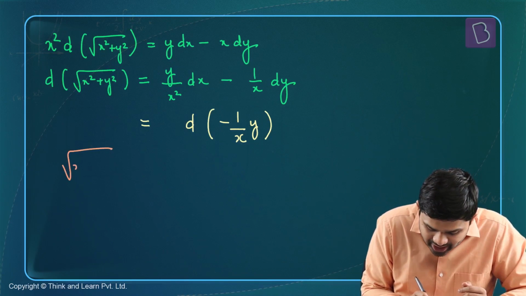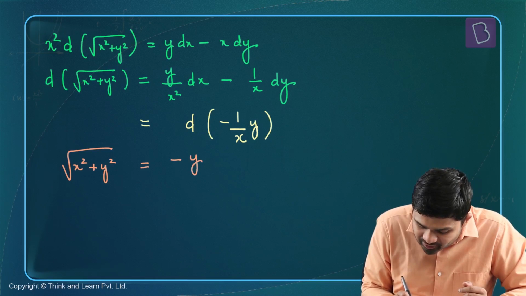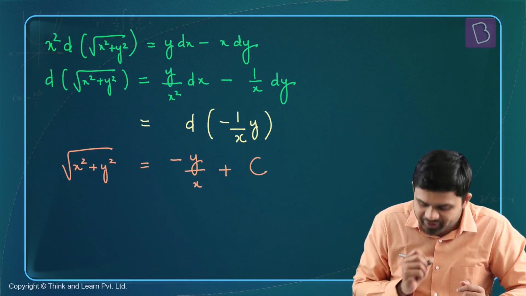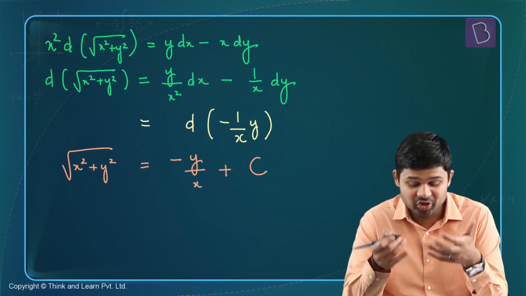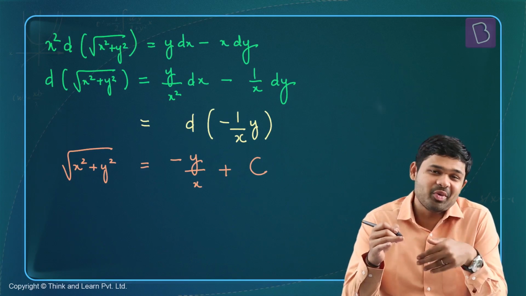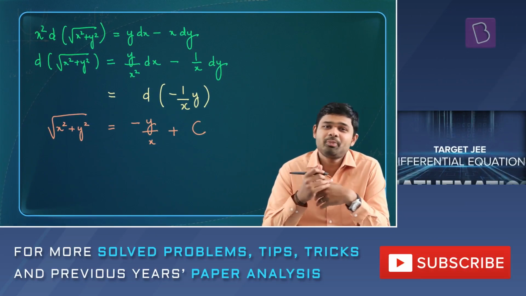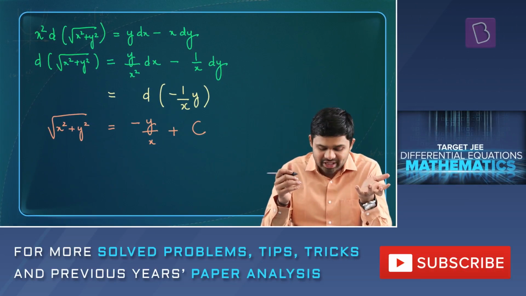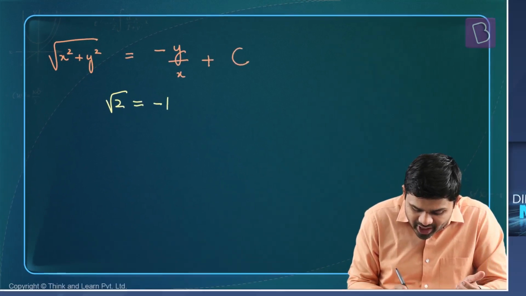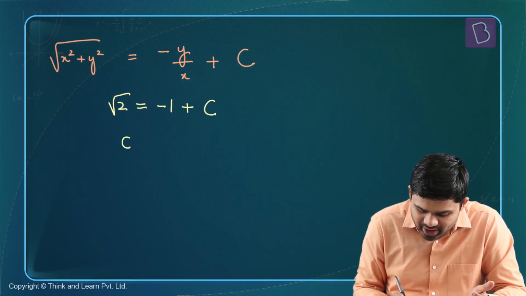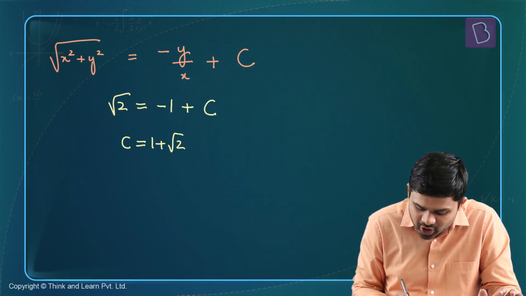And what you're going to get is under root of x square plus y square is nothing but negative y over x plus the constant of integration. And you need to find out the constant of integration. Please don't commit a mistake here because you've done all the hard work. Going wrong here would be actually tragic. We've been told y of 1 is 1. So plug in the value of x equal to 1, y equal to 1. So what are you going to get? You get under root of 2 to be equal to negative 1 plus the constant of integration, or c is actually equal to 1 plus root 2.